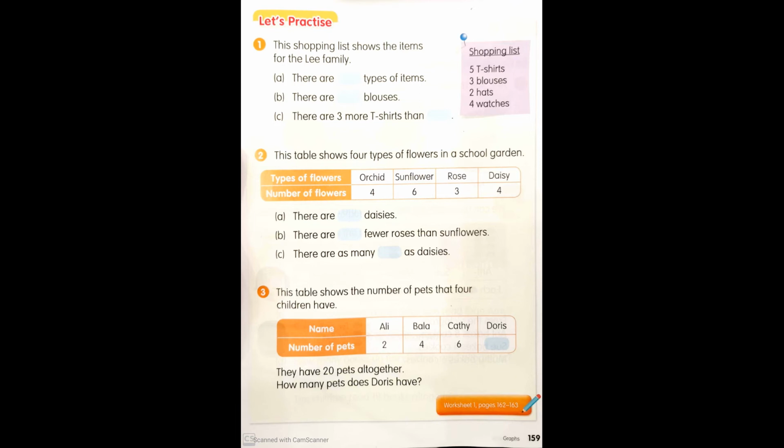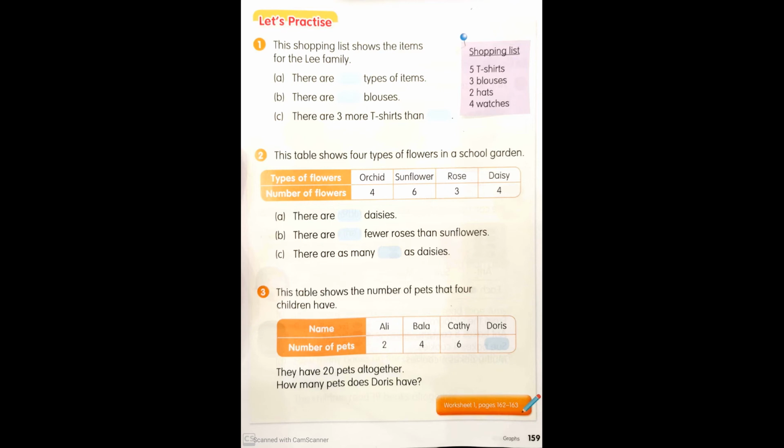Question A. There are how many types of items here? Different things they want. So they want t-shirts is 1, blouses is 2, hats is 3, watches is 4. So 4 different types of items. Fill in the first one. Which one would you put? You'd put number 4 because 4 different things.